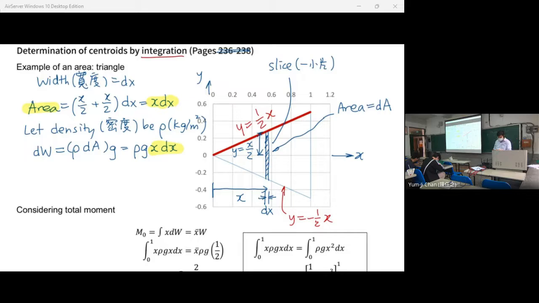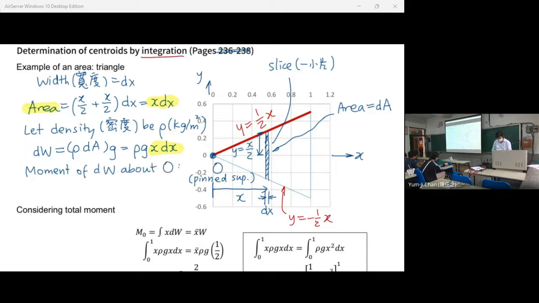And for now, we are talking about centroid. So let's say we have a point O here, and we have a pin support at O. So we talk about the moment of dW about O.